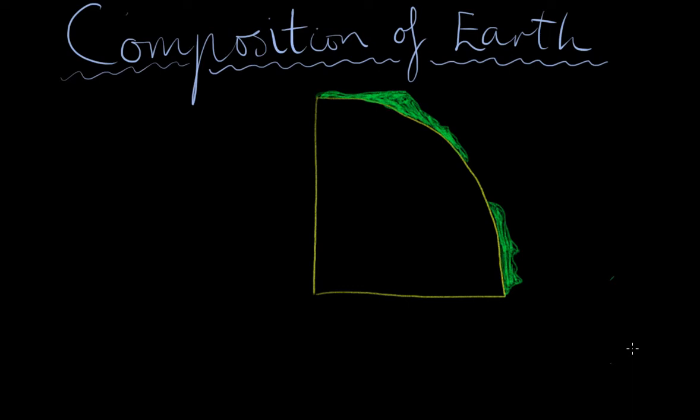Alrighty, so continuing on from last lesson on the structure of Earth, today we're going to be looking at the composition of the Earth. So we'll start with a similar format. Let's start off with our crust layer, which, as you know from our last video, is made up of two types. There is oceanic crust and then there is continental crust.